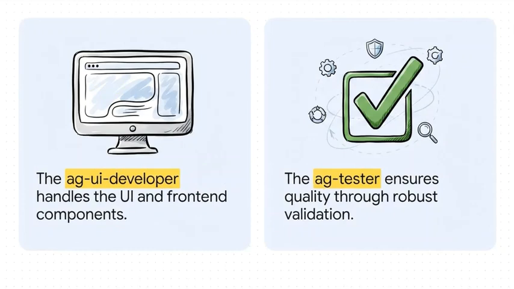The Ag UI developer steps in to handle the user interface, generating your React components and making sure they wire it perfectly to the back end the coder just built. And finally, the Ag tester steps onto the scene to ensure quality through validation and testing. It acts like an independent reviewer, catching bugs and edge cases before you'd ever even think about merging the code. It's a true multi-agent assembly line.